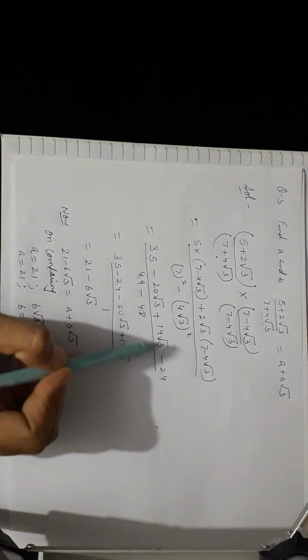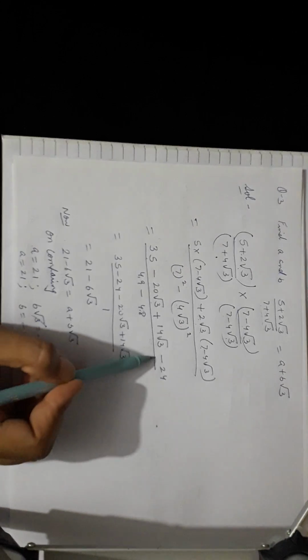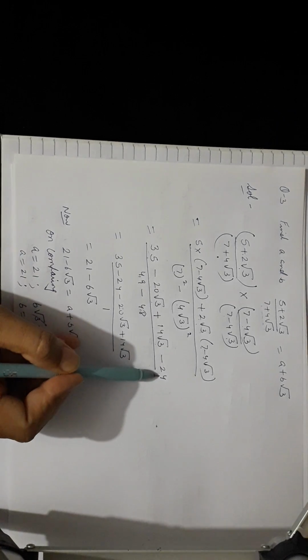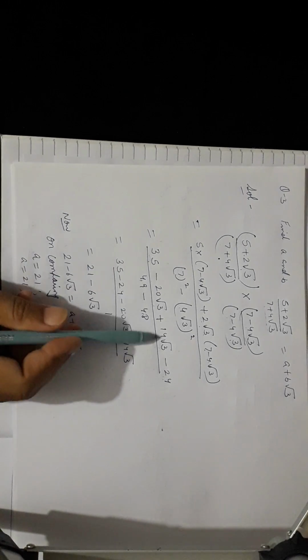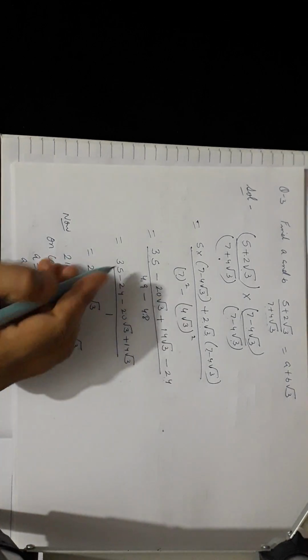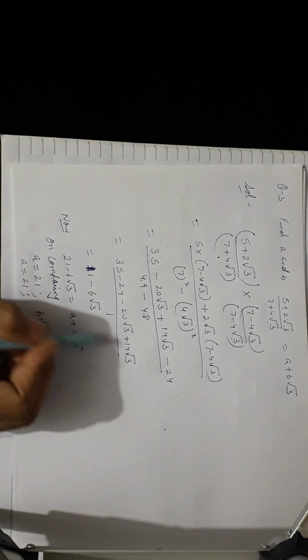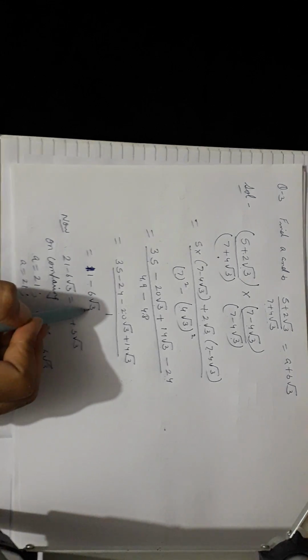2√3 into 7 is 14√3, and 2√3 into −4√3 is −24. So this 35 and this −24 you can take together, and these two terms together. 35 − 24 will be 11. So 11, and −20√3 + 14√3 will be −6√3.